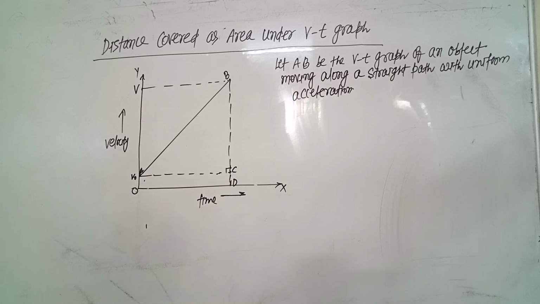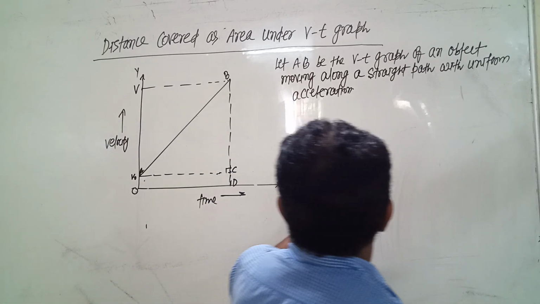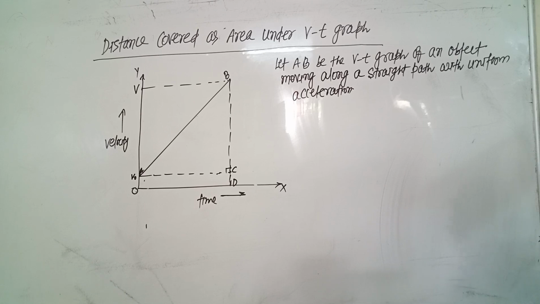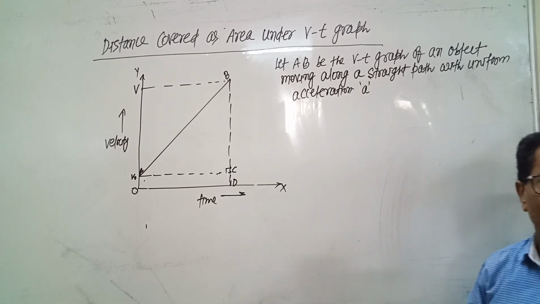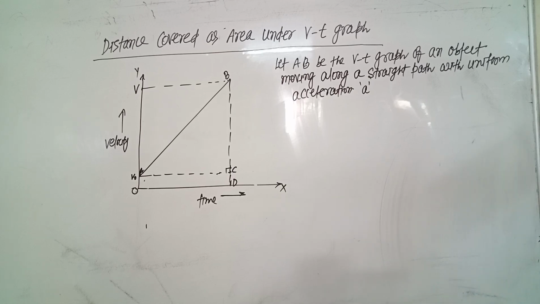AB is the velocity-time graph of an object, and that object is moving along a straight path with uniform acceleration a.